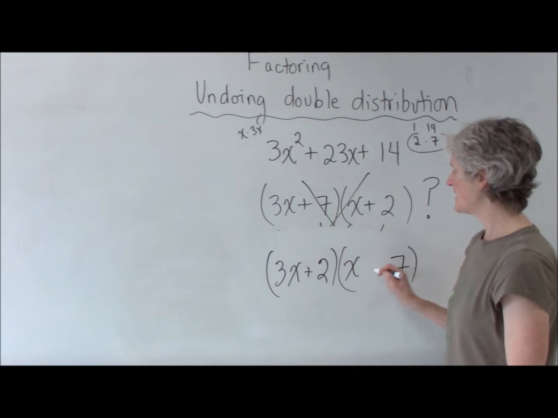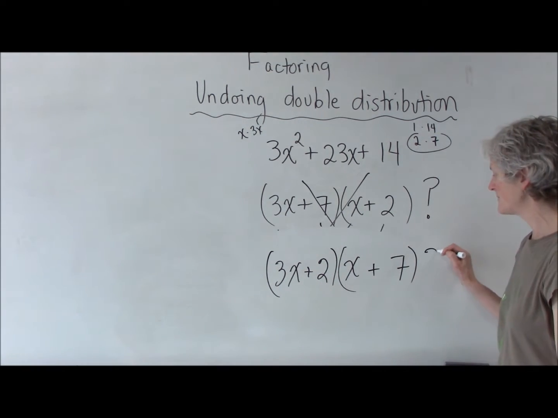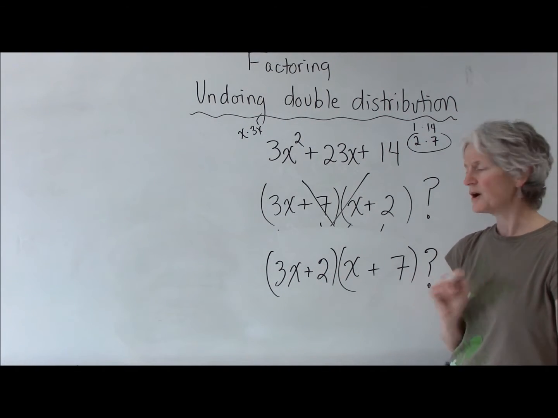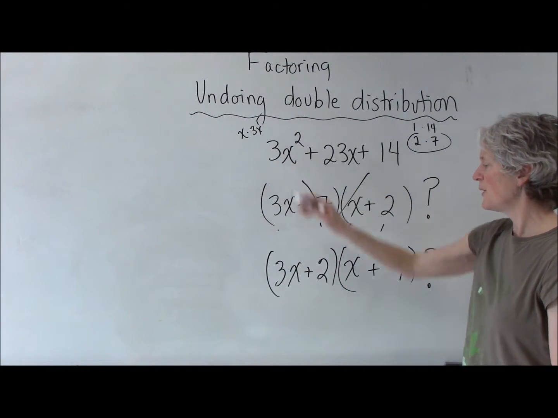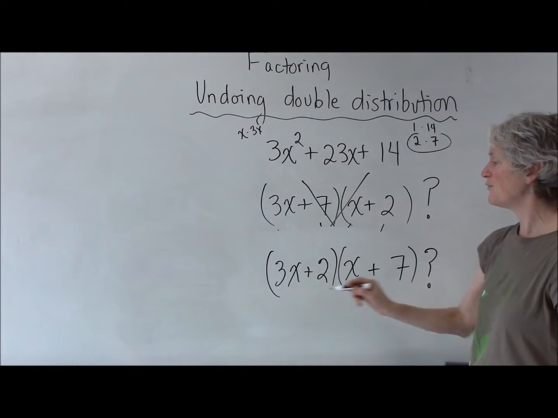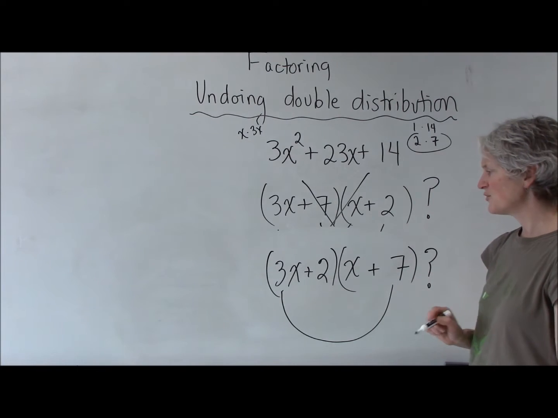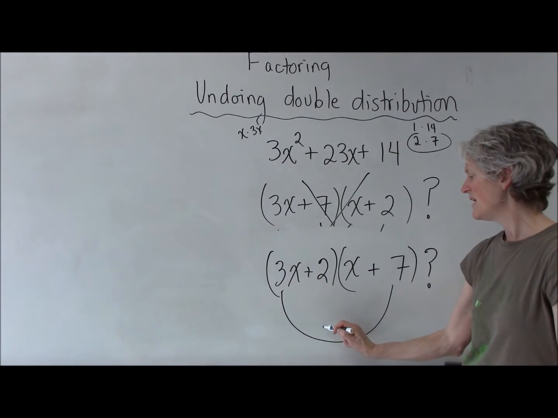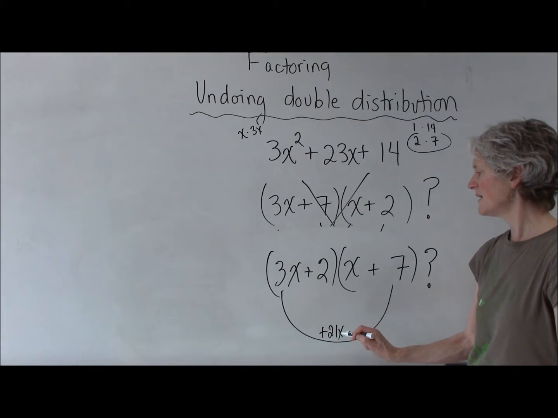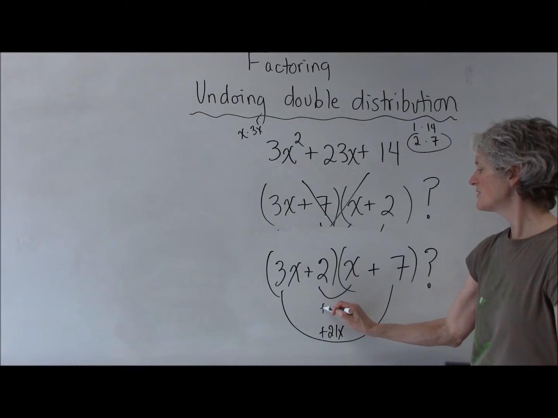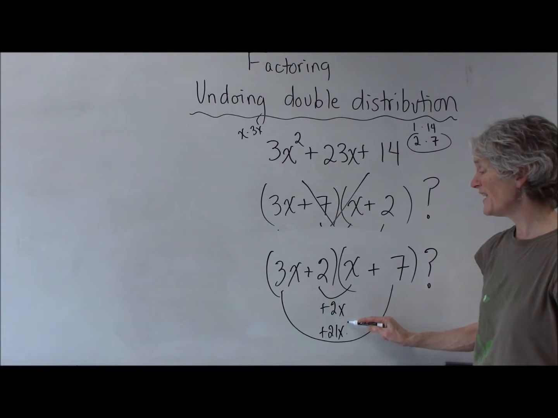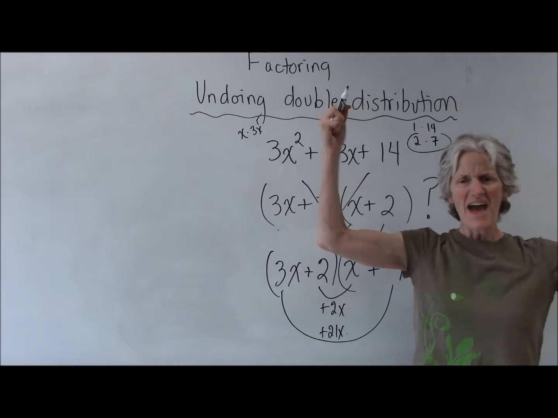I'm still feeling pretty confident about my plus and my plus. Let's see if that's going to work. 3x times x, 3x squared. Obviously 2 times 7 gives me 14. The middle term is the tricky part. 3x times 7, that's going to give me a plus 21x. 2 times x, that gives me a plus 2x. 21x plus 2x, yay, 23x.